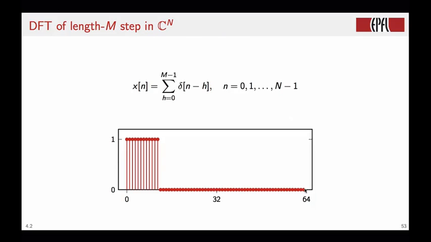Let's, for instance, consider an example that we can compute exactly. Let's consider the DFT of the step vector in C^N. We're in C^N and we have a signal that is 1 for n equal to 0 to M minus 1, and then is 0 everywhere else.